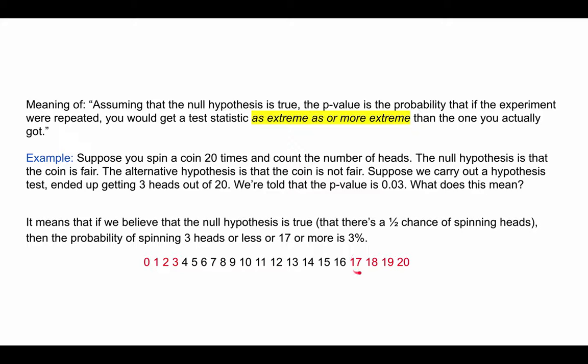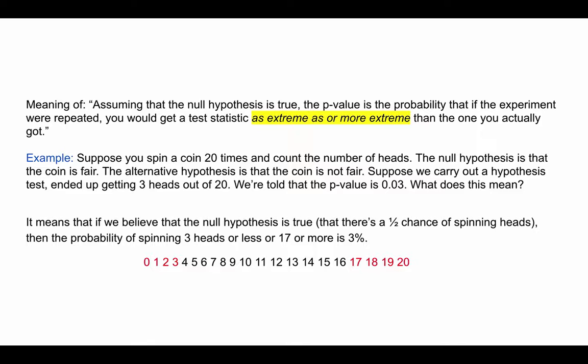Getting 17, that's as extreme as getting 3 because it's just as far from 10 as 3 is. Getting 2 is even more extreme than getting 3. Way unlikely, it seems, if the coin were fair. Getting 1 or 0, also very extreme, more extreme than 3. Same thing with 18, 19, and 20. So I've highlighted in red the outcomes that are as extreme or more extreme than getting 3 heads out of 20.